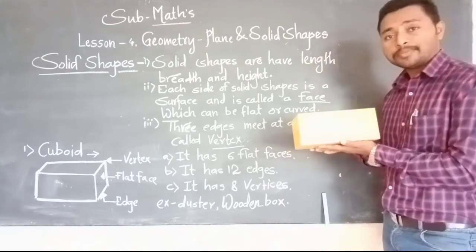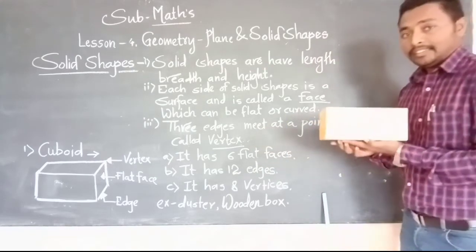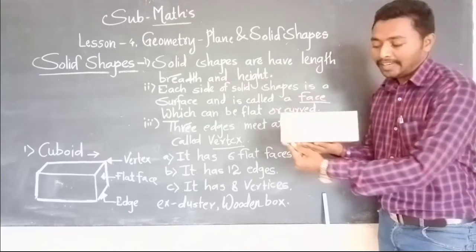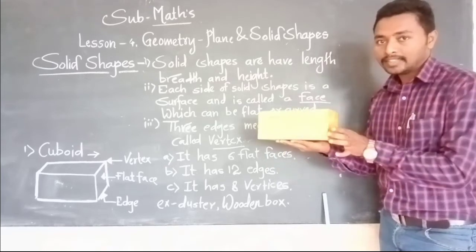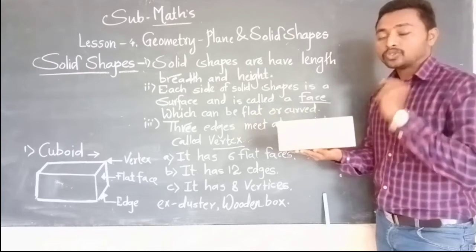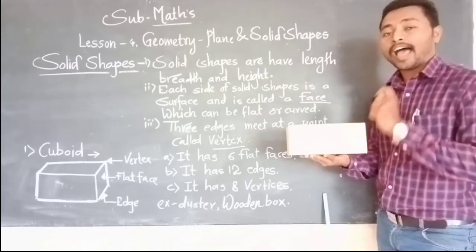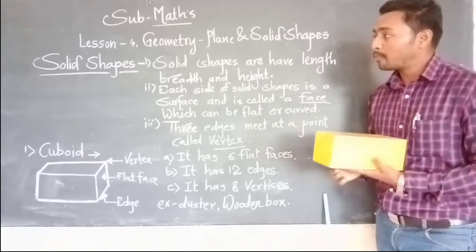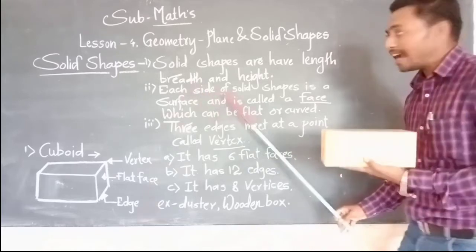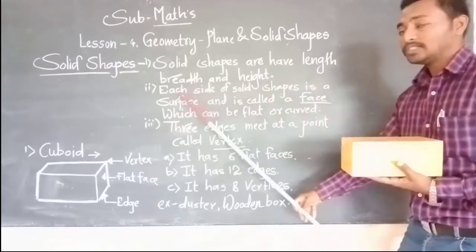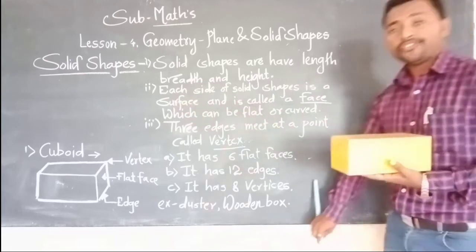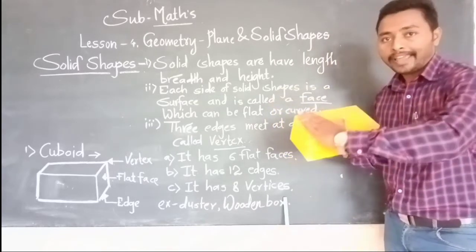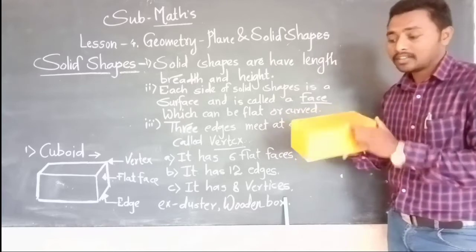Observe this object carefully. This cuboid has length, breadth and height. So those kinds of objects show length, height and breadth. These belong to solid shapes, like the cuboid. Point number 2, each side of a solid shape is a surface and is called a face. That means, observe this object. This is a plane surface, that is called a face.